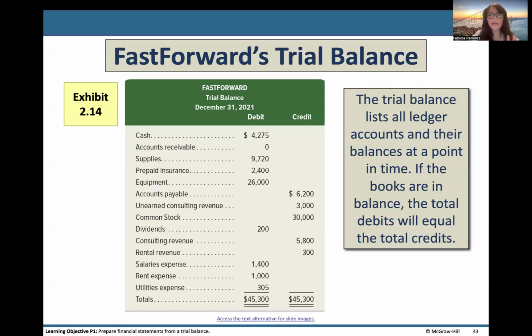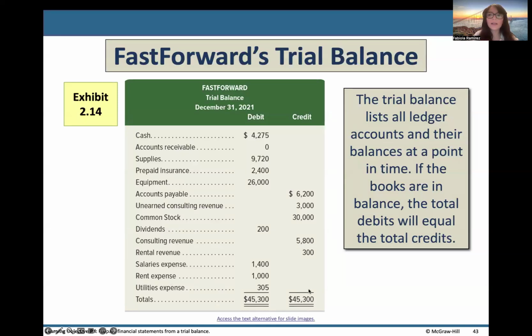So you're going to take everything from that summary that was a few slides ago, and record that here in a trial balance. You're going to add the account, and you are going to bring over the balance. The trial balance lists all ledger accounts and their balances at a point in time. If the books are in balance, the total debits will equal total credits.